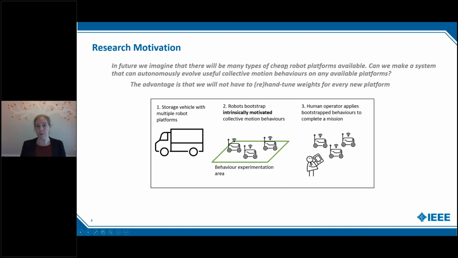The robot platforms are already available, but at the moment we still have the difficulty that when we get these robot platforms off the shelf, we need to retune all the different formation behaviours. So ideally what we'd like to be able to do is put the robots in a test area. They can make their own collective motion behaviours and then supply those so that we can actually go and do the mission.